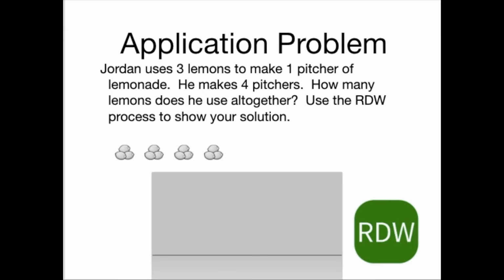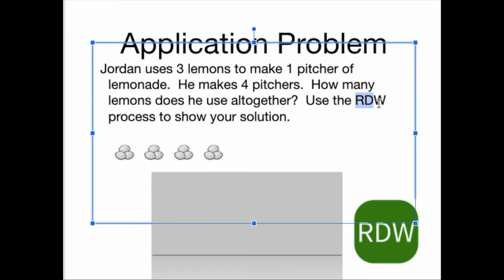Now we're at our application problem. Jordan uses 3 lemons to make 1 pitcher of lemonade. He makes 4 pitchers. How many lemons does he use altogether? Use the RDW process to show your solution. Don't forget, this RDW process is the read, draw, write solution.